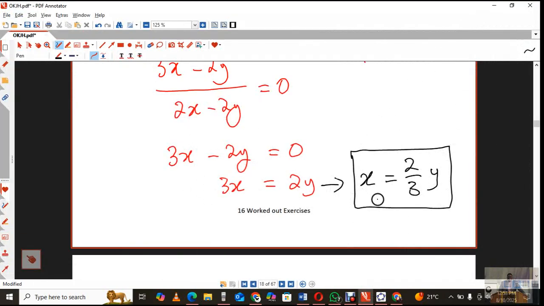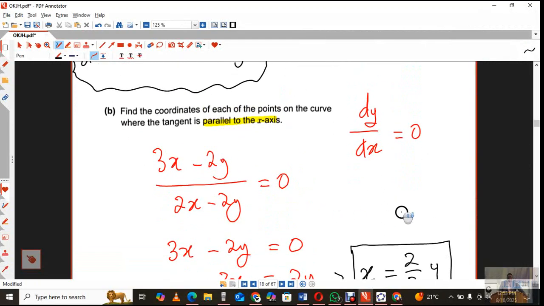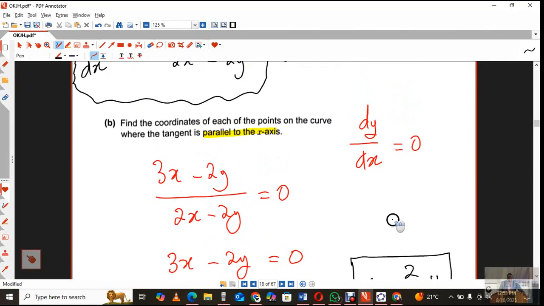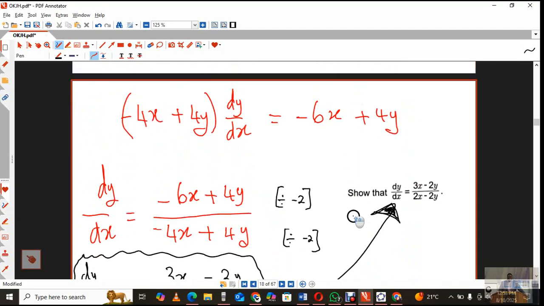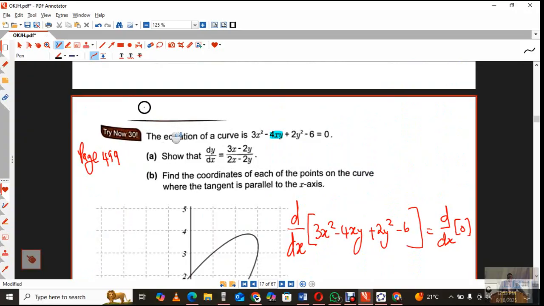Now, we have the value of x. We need the corresponding value of y. So we'll have to take this again and substitute it into the original equation. So let me just bring that equation down because we have to do some substitution and find the coordinates. So let's grab it.